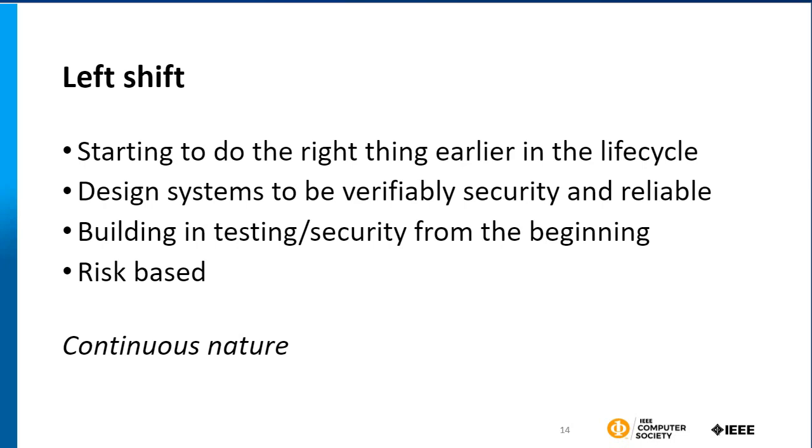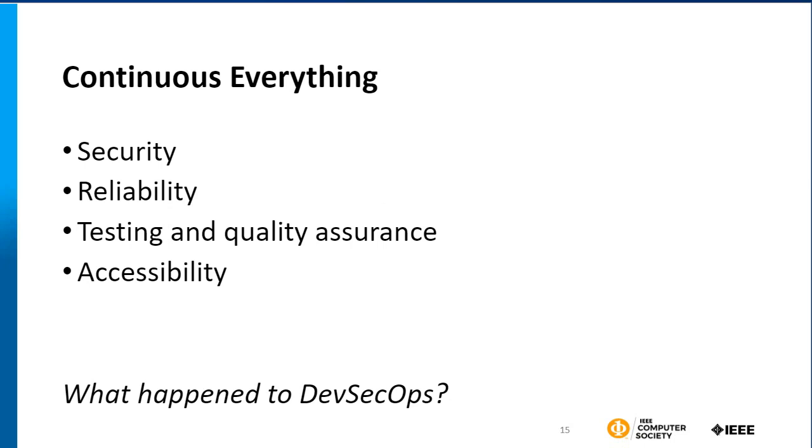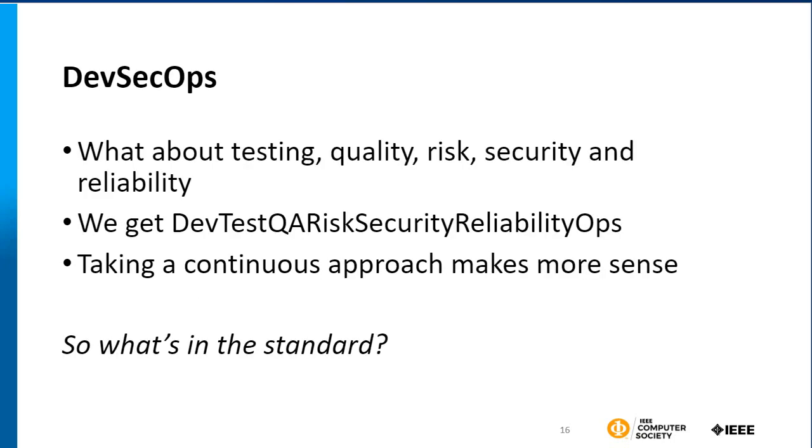Designing systems to be verifiably secure and reliable, building and testing and security from the beginning, and taking that risk-based nature. So understanding that security, reliability, testing, quality assurance, all these things, as well as accessibility, being able to make sure your systems can be used by somebody like me who may use a screen reader at times or have another type of disability. They are continuous things. Too many companies try to tack them on at the end. That's not going to work. You really have to approach things in a continuous fashion. And we talk about that a lot in the DevOps Standard. So we're going to be looking more in depth at the DevOps Standard in just a few minutes.